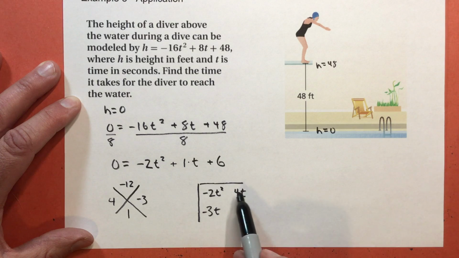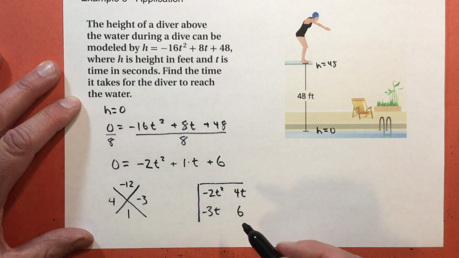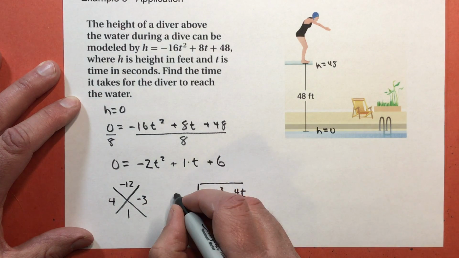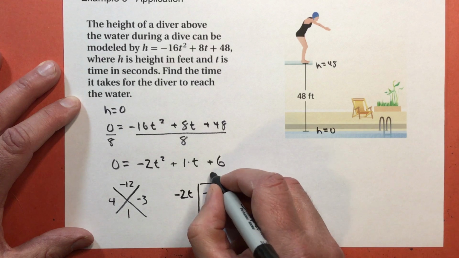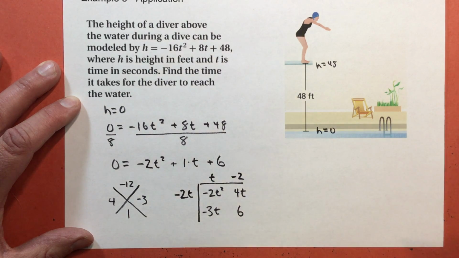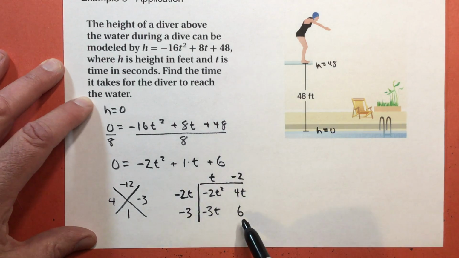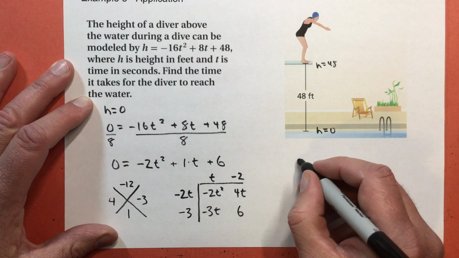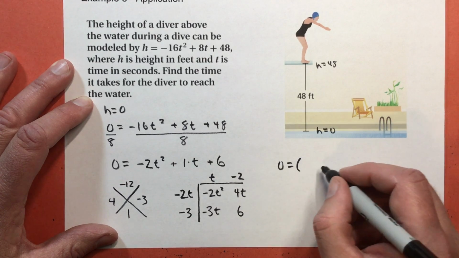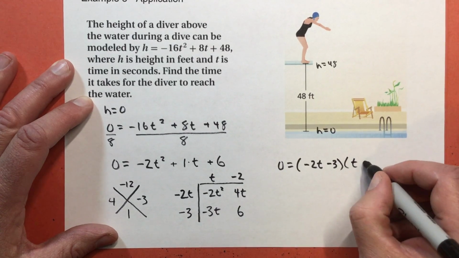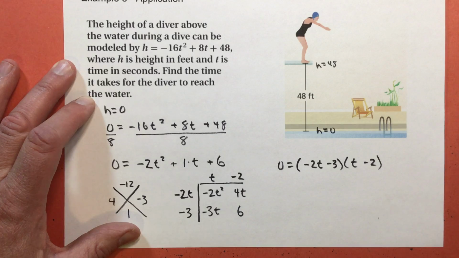I'm going to factor sideways, and I could either leave the negative where it's at or factor out the negative. I'm going to factor out the negative, so I get negative 2t. That leaves the other t and negative 2. And what do these two have in common? They both have negative 3. Negative 3 times t is negative 3t. Negative 3 times negative 2 is positive 6. So my factored form, I'll say 0 equals negative 2t subtract 3 times t subtract 2.